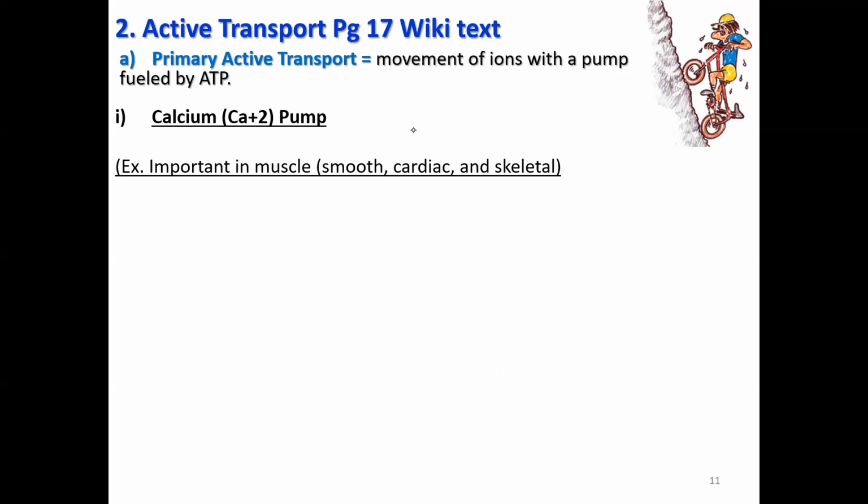So a calcium pump is pretty darn important in your muscles. It's important in your skeletal muscles too. I'm not going to get into that here. I'll wait for the chapter on muscle physiology, but it's very important.